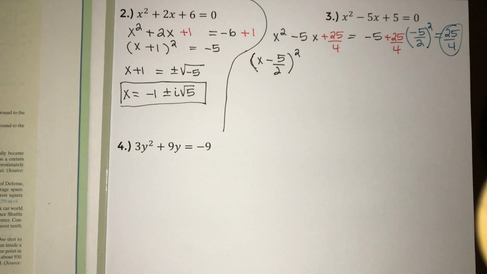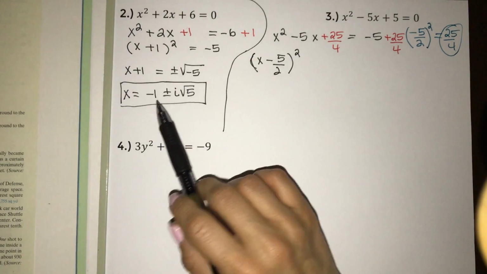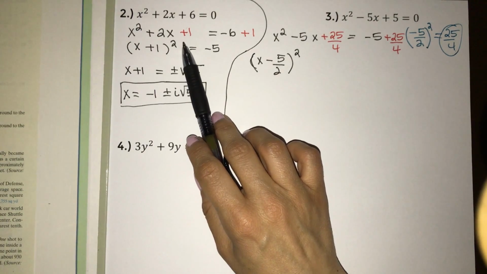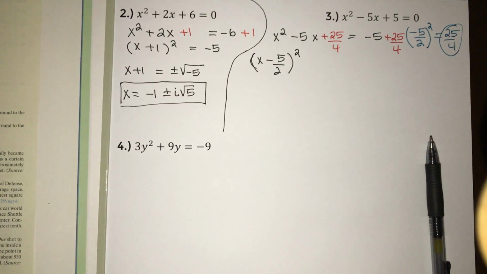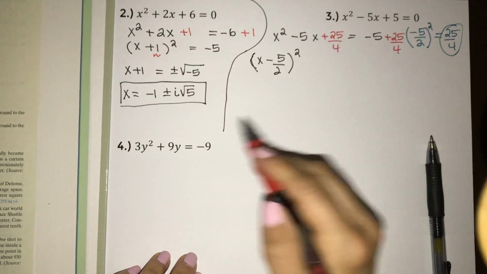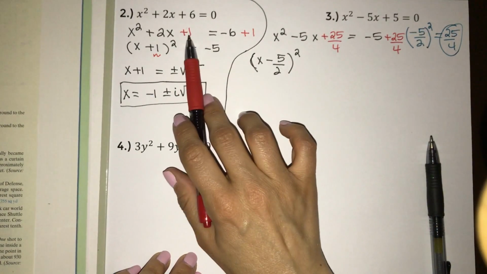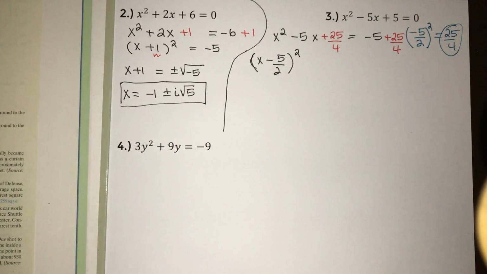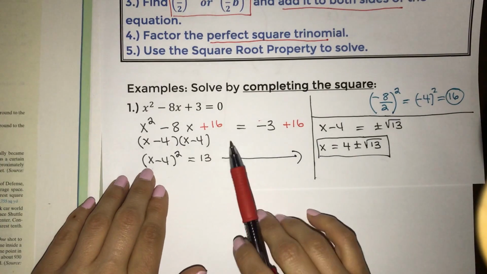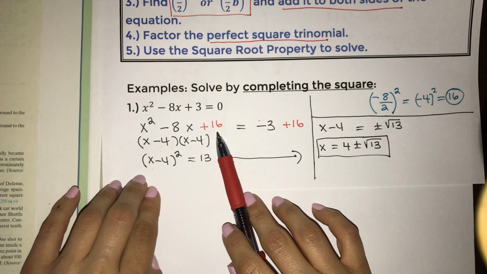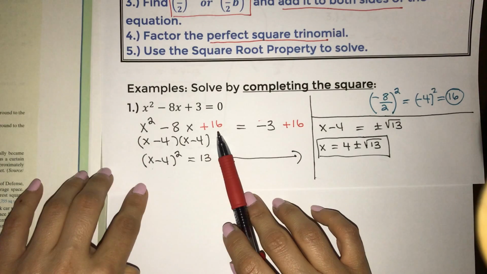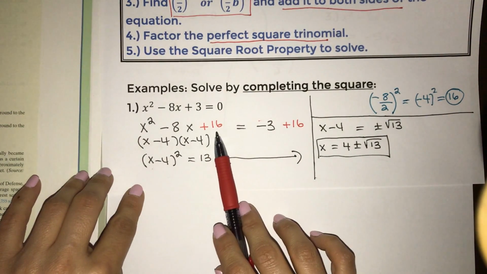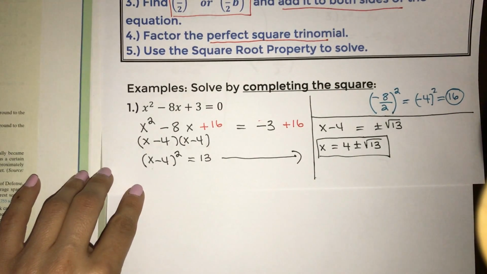So just as a quick note, anytime you factor, these were easy, we already know how to factor them, but anytime you factor the binomial squared, this number right here is the square root of what you've added. So square root of 1 is 1. And for the first example, really quick, we added 16, and the square root of 16 is 4. So to get this number, we always take the square root of what we've added.